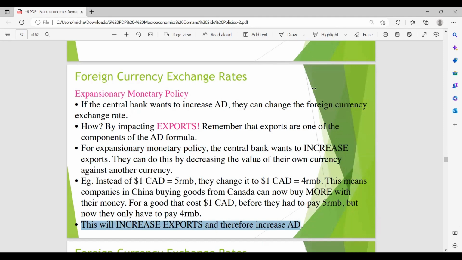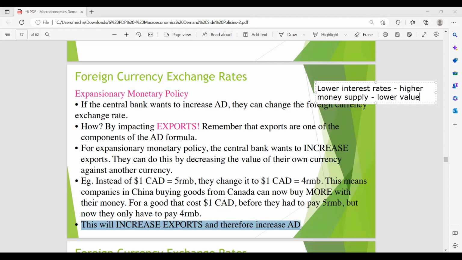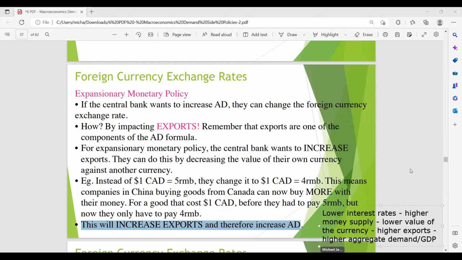They can do this through lower interest rates, higher money supply, leading to lower value of the currency, higher exports, higher aggregate demand, higher GDP. That's what a lot of countries do to grow their economies. It's a good strategy because it does work. So that's exactly what happens here.